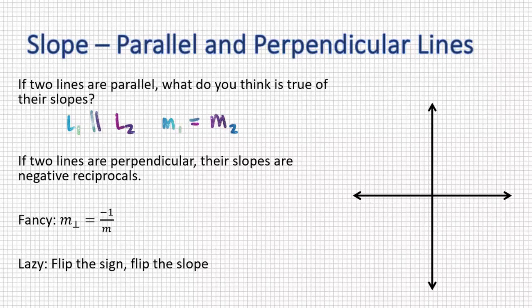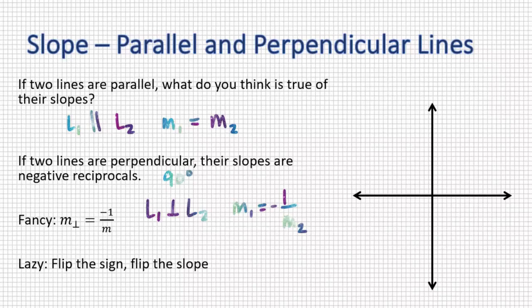The situation is a little bit more complicated if the 2 lines are perpendicular, that is, if they're at a 90-degree angle. In this case, their slopes are negative reciprocals. So if line 1 is perpendicular to line 2, we find that the slope of the first line is equal to negative 1 divided by the slope of the second line, and vice versa. Let's use an example for that. That's the fancy way of writing it.